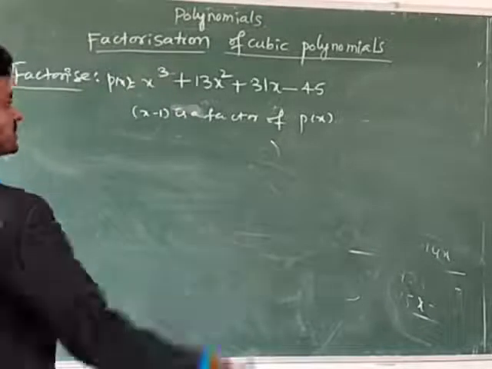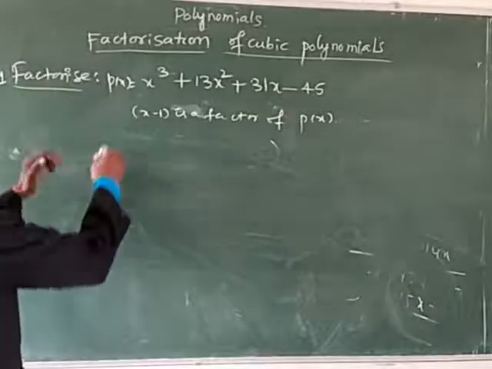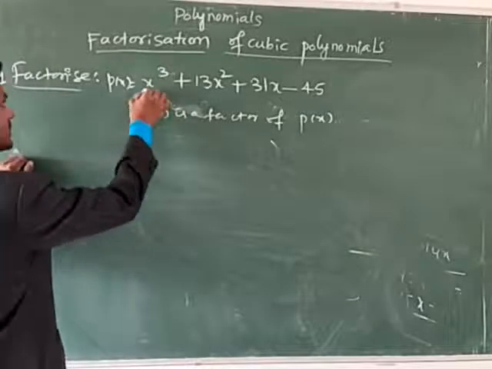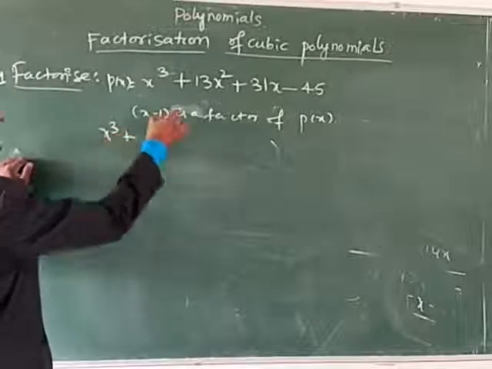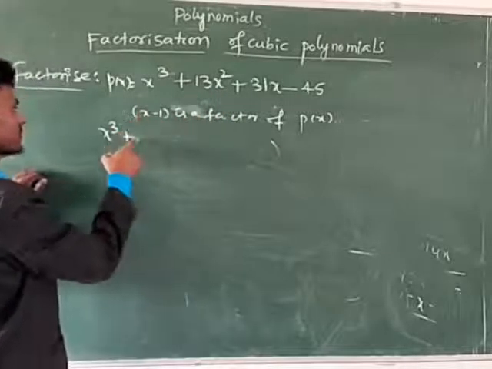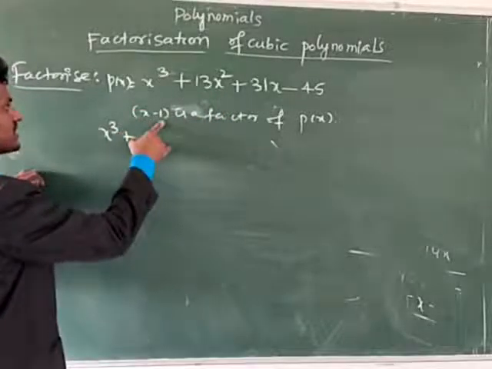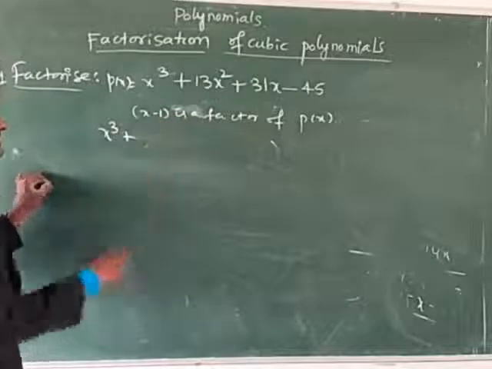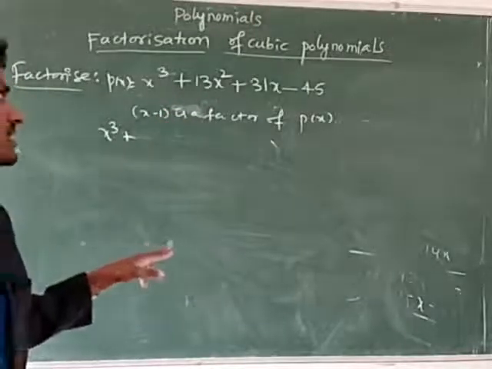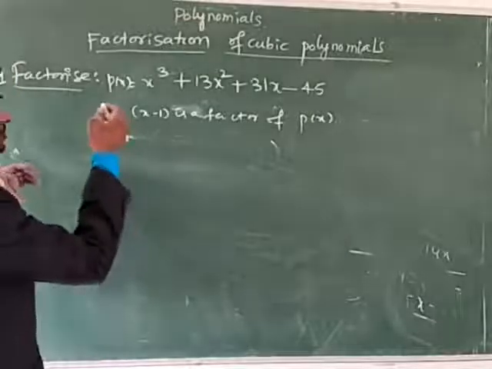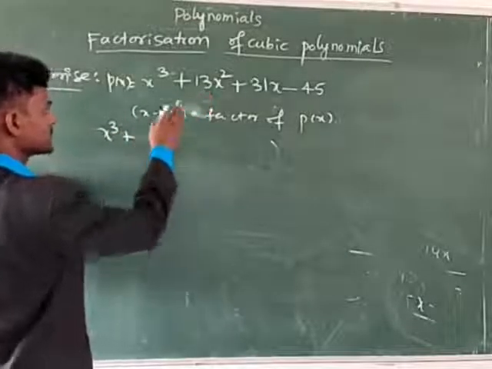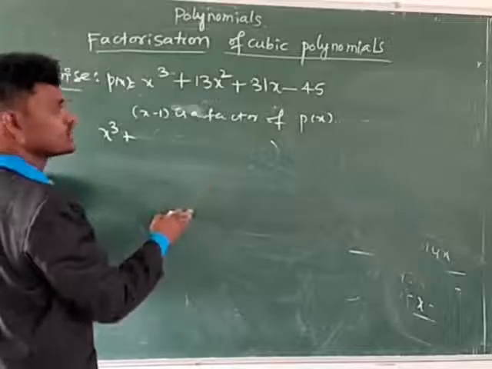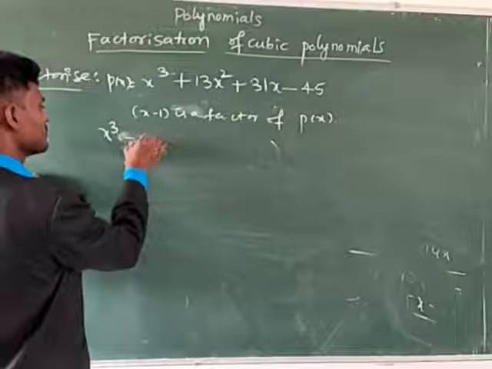Here x minus 1 is a factor of p of x. Then how to write? First you have to take x cube plus 13x square. In this one you have to take common x minus 1, it is also x minus 1. Then how to write here? This is 13x square. You have to write it as minus x square plus 14x square. This one is written as minus x square.